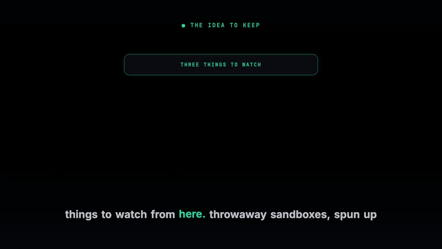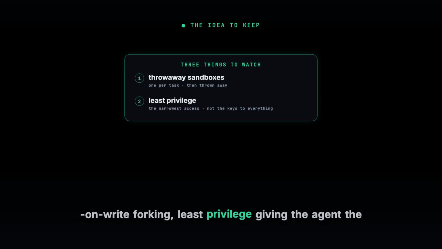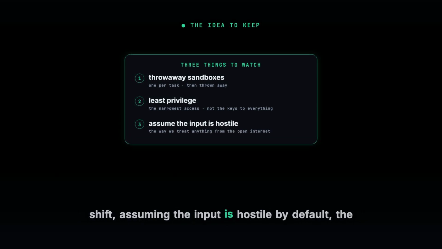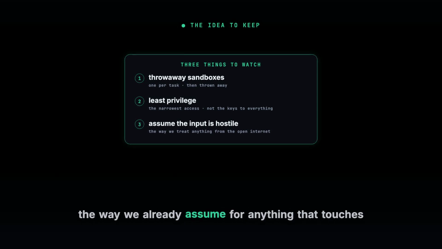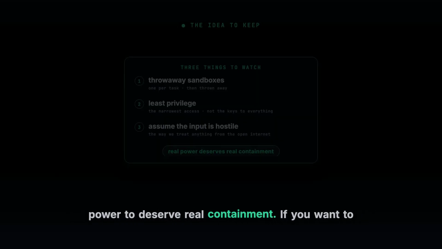Three things to watch from here. Throwaway sandboxes, spun up per task and thrown away, made cheap by tricks like copy on write forking. Least privilege, giving the agent the narrowest access that still lets it work, instead of the keys to everything. And a mindset shift, assuming the input is hostile by default, the way we already assume for anything that touches the open internet. The tools you hand real power to deserve real containment.